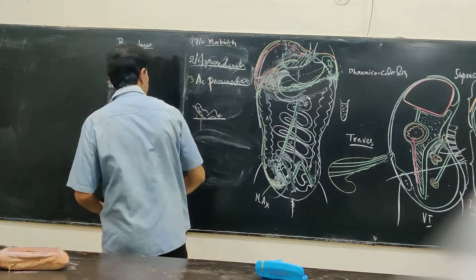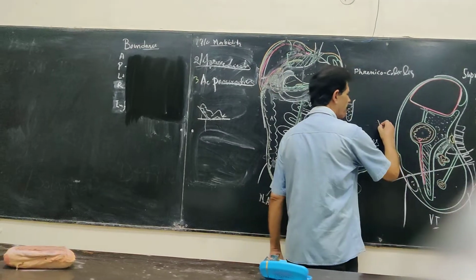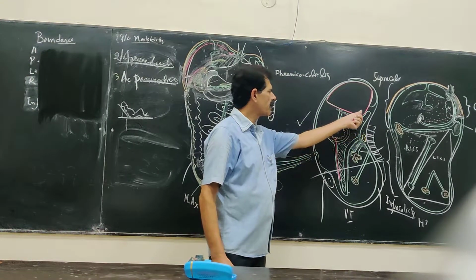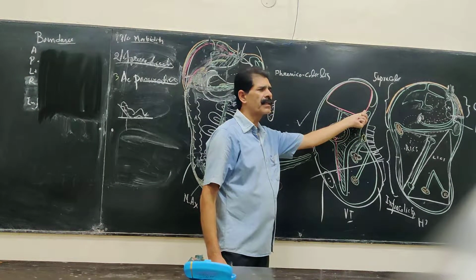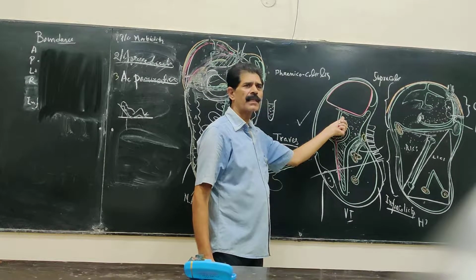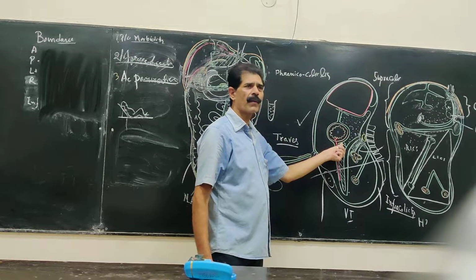What are the anterior boundaries? For the lesser sac you have to make this diagram. The anterior boundary of this lesser sac is formed by: number 1, the posterior surface of the liver; number 2, the lesser omentum; number 3, the posterior surface of the stomach. This is the anterior boundary.